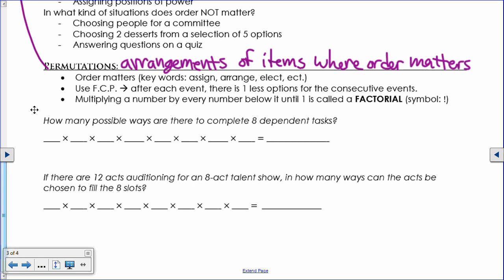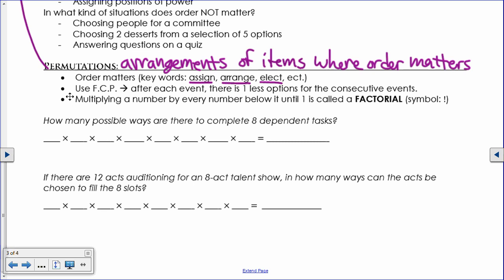Alright, so permutation: order matters. Here are keywords you will see in word problems. This is not a comprehensive list of the words they might use. But if you see the words assign, arrange, or elect, those are usually signal words in the word problem that you're going to be using permutation. So assign, arrange, and elect are oftentimes the words they use to signal it's a permutation.